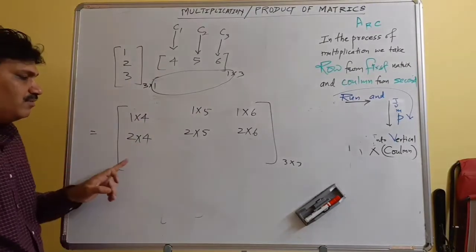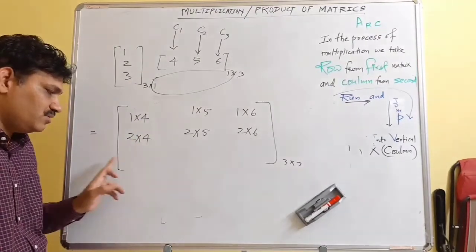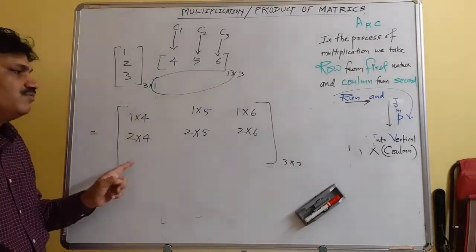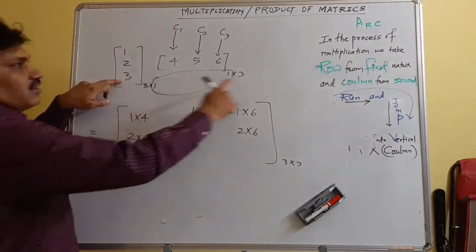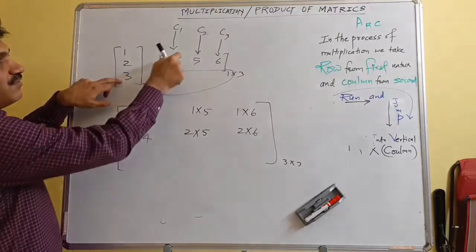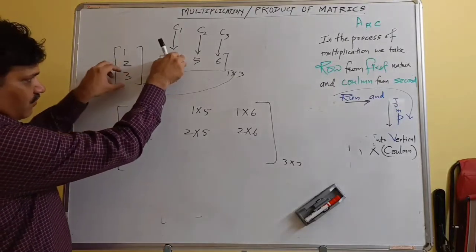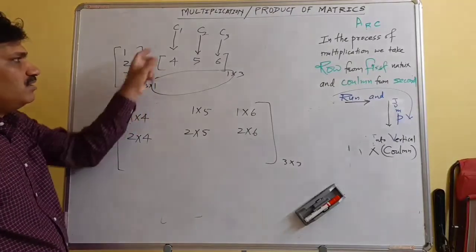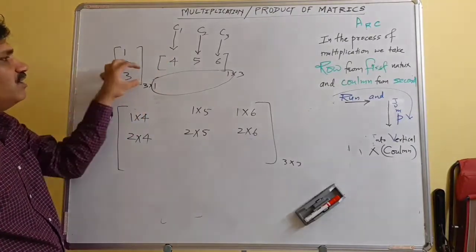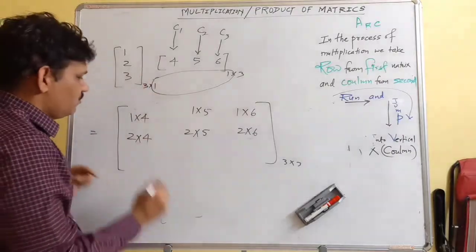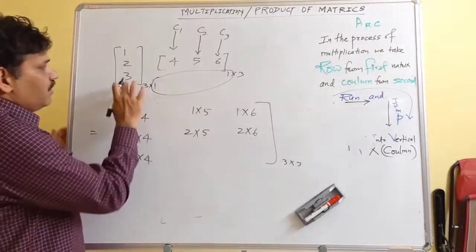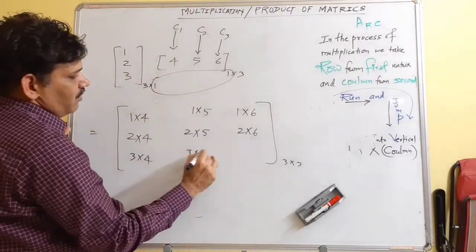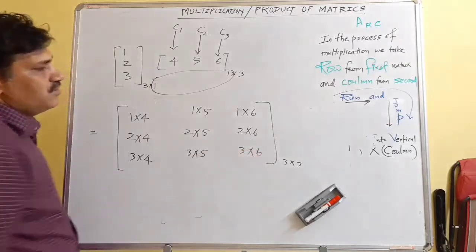So if I talk about this element, this is at position third row, first column. So what are we to do? We are to take the third row from matrix 1 and the first column from matrix 2, and multiply element-wise and add. There is only one element in this column and one element in this row, so simply 3 into 4. And this is 3 into 5 and 3 into 6.